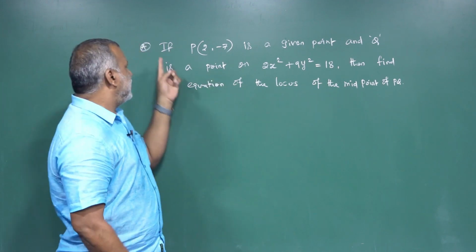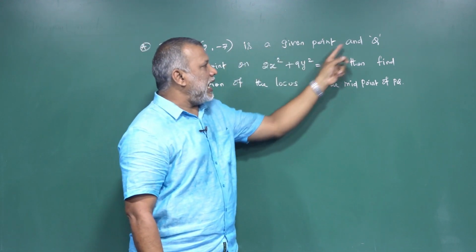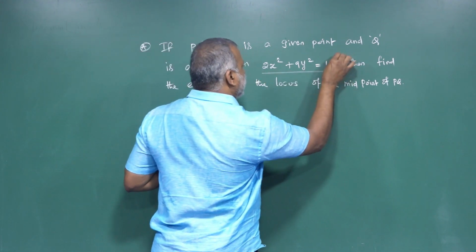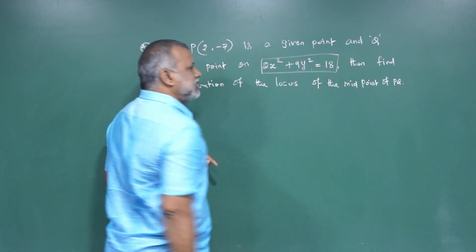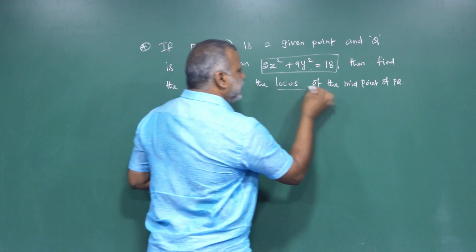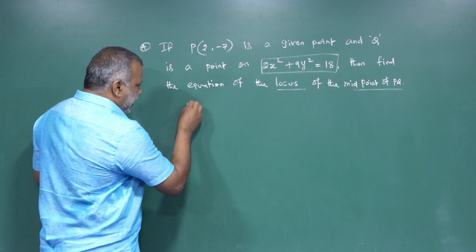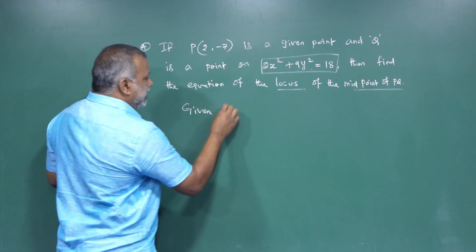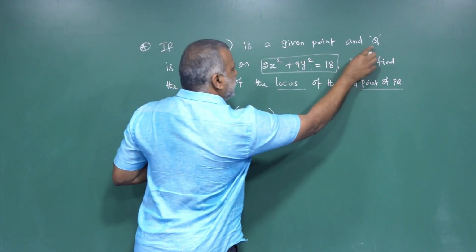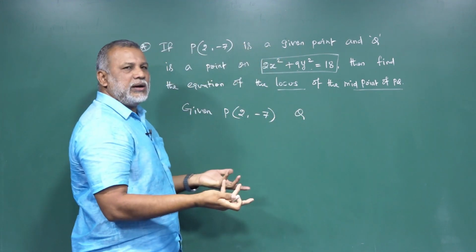Read the question. If P of (2, -7) is a given point and Q is a point on the equation 2x squared plus 9y squared equal to 18, then find the equation of the locus of the midpoint of PQ. So P is already a given point. By the given data, P is (2, -7) and Q is a point on this equation. So let us consider Q is an unknown point.